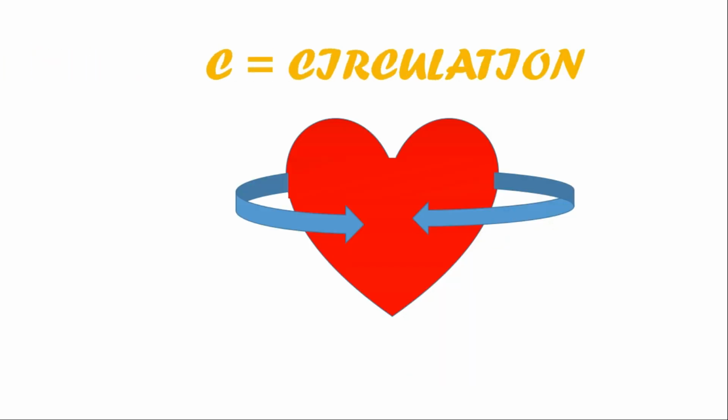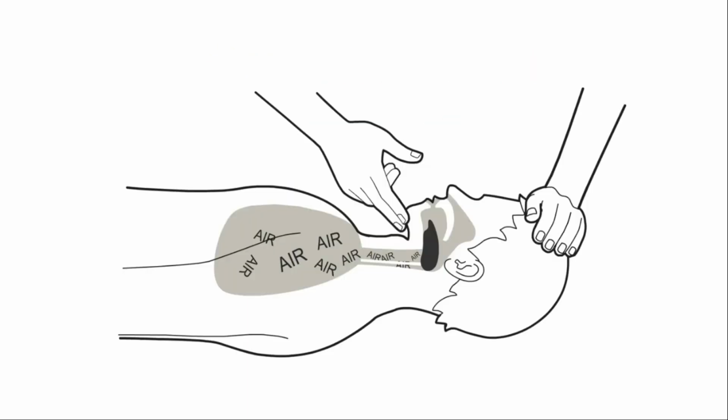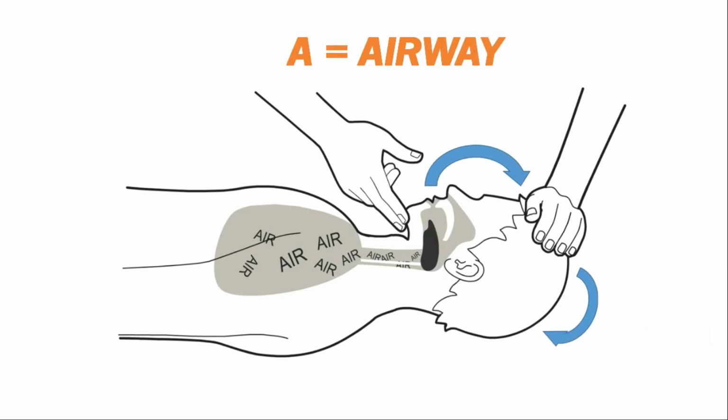C is for circulation. Circulation means the flow of blood around the body, and when the heart stops pumping, we need to take over the flow by pushing them hard and fast on the chest. A is for airway. Gently tilt the head back like this to open the airway.